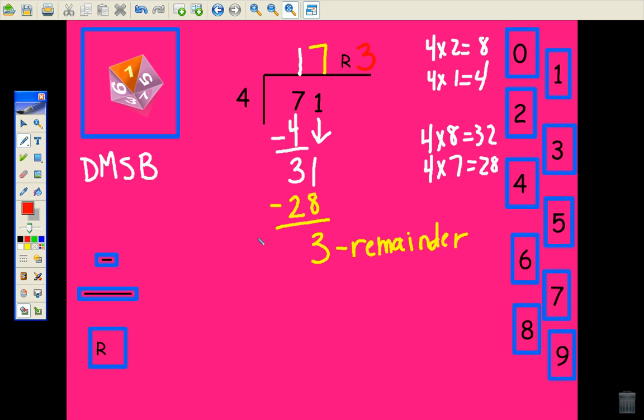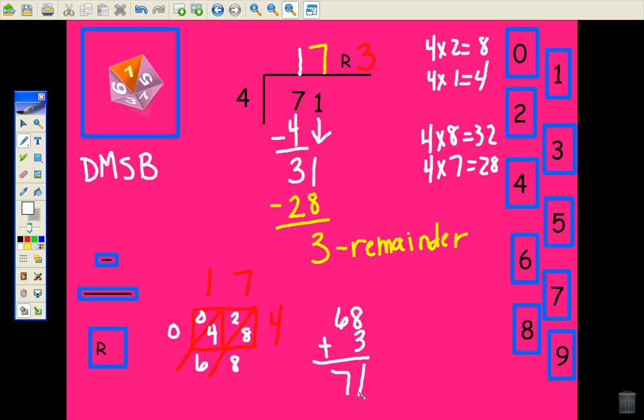To check myself, I'm going to use multiplication. Got 17 times 4, and I'm going to use the lattice. 1 times 4 is 4, and you can do traditional if you want. 7 times 4 is 28. I'm going to add my places. So 17 times 4 is 68. Add back my remainder, and I get 71. So I checked myself, and I am correct.